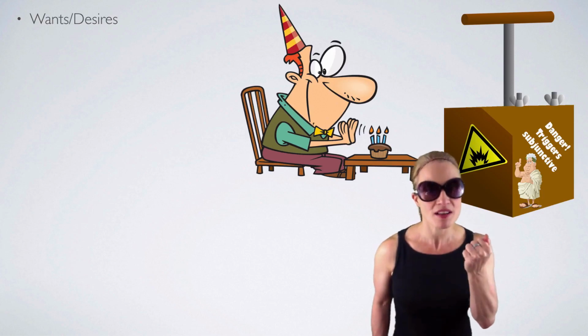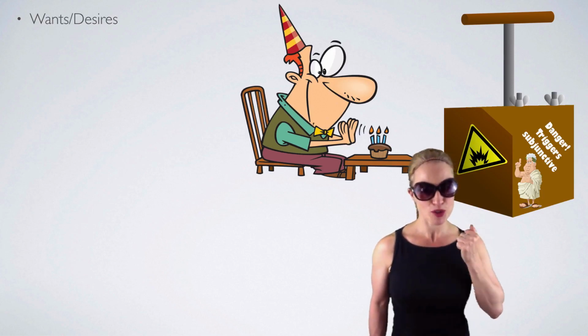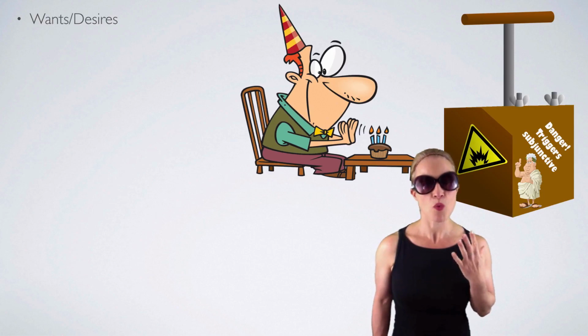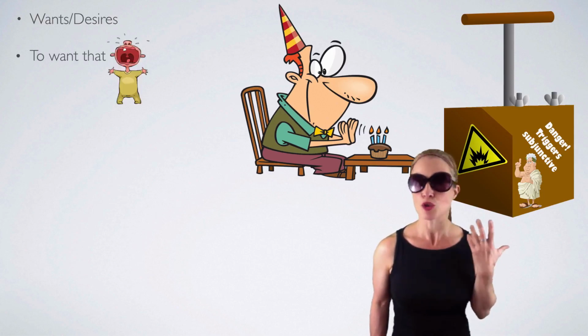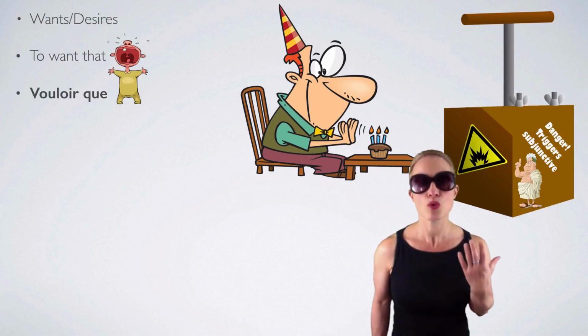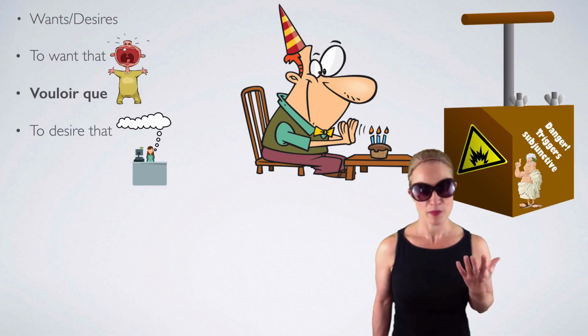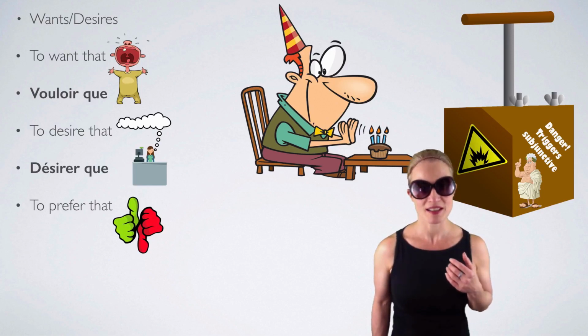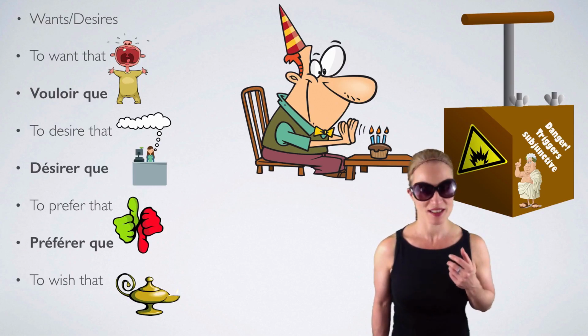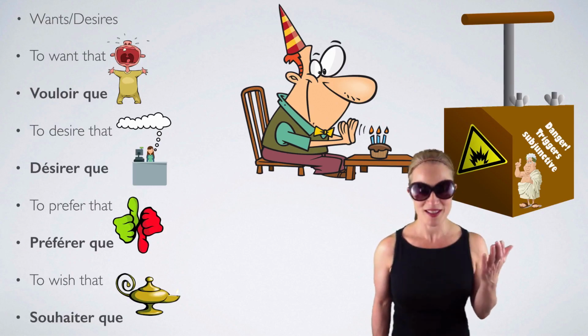So now we need to know when to use the subjunctive. What are the triggers that mean you have to use the subjunctive? Let's start with wants and desires. Here we have somebody making a birthday wish. So to want that: vouloir que brings up the subjunctive. To desire that: désirer que. To prefer that: préférer que. To wish that: souhaiter que.